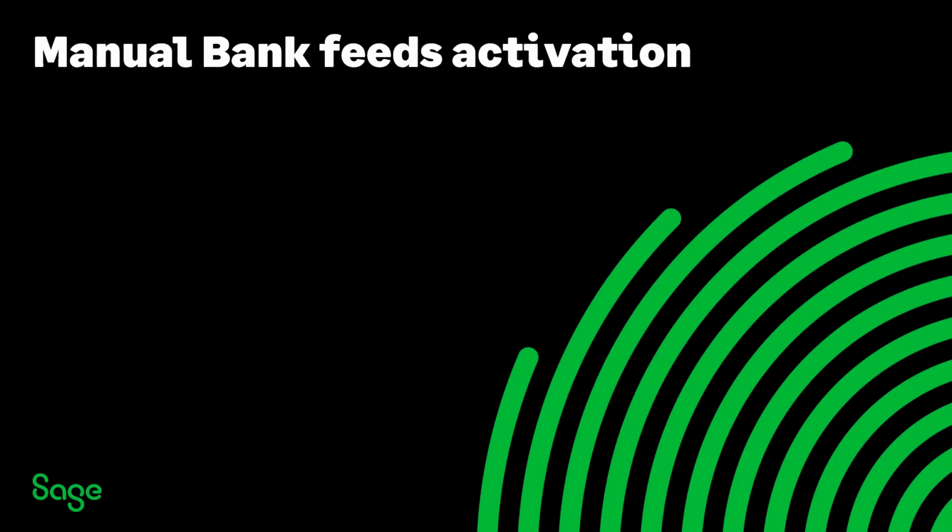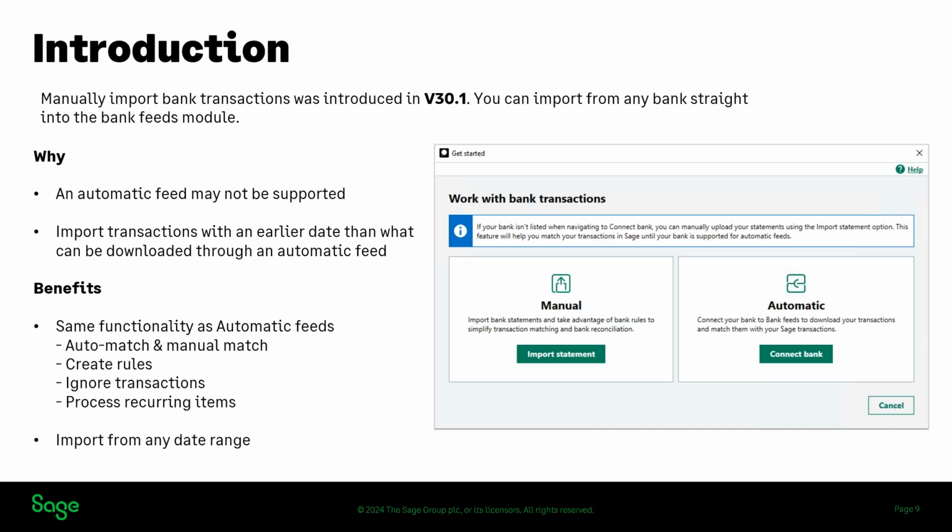So let's get straight stuck in with the demonstration. Let's have a look at the manual bank feeds activation. So, manual import of transactions from any bank. You download a file from your bank, which is just a list of your transactions. Some banks call it a statement, and some banks just call it a downloaded list of your transactions. You can import this straight into the bank feeds module, but you must be on version 30.1 to have access to this feature.